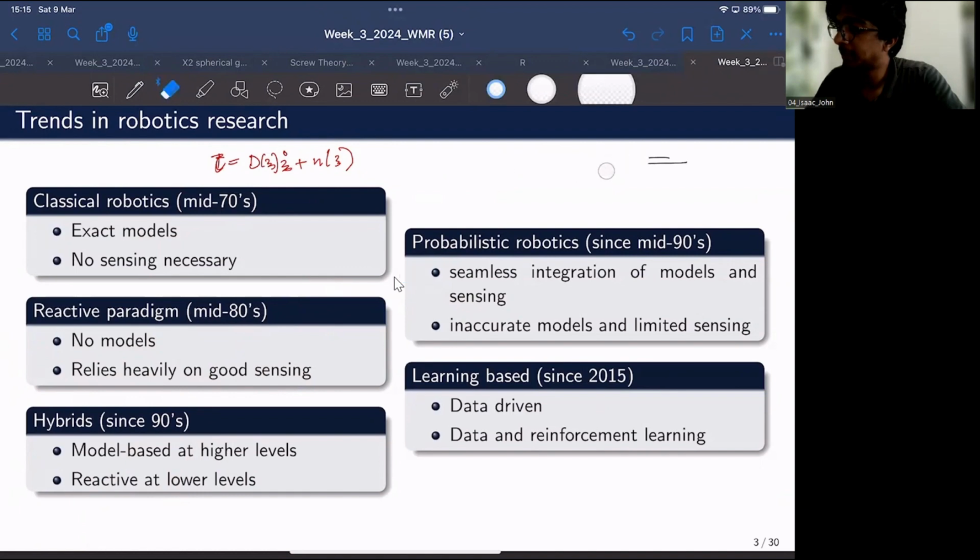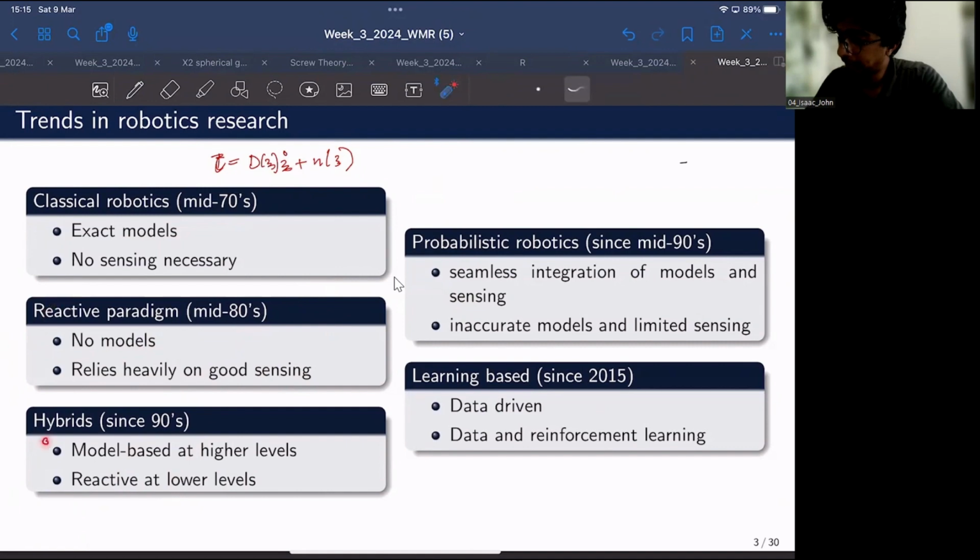And the derivative term is basically anticipatory. If the rate of change of error is increasing, it will give you an appropriate control action. So all these things never had to do anything with models. It was purely sensory. So that is what the reactive paradigm is about.